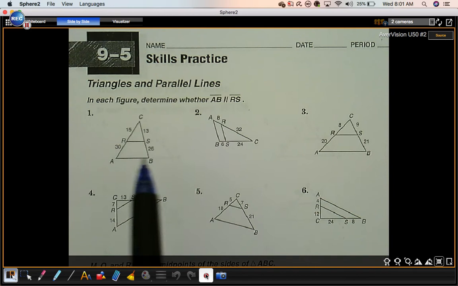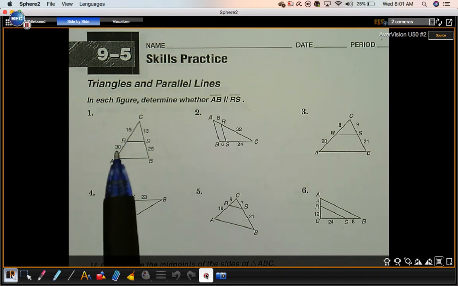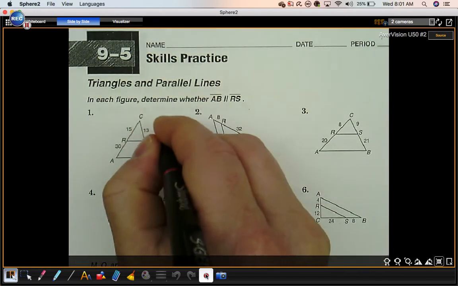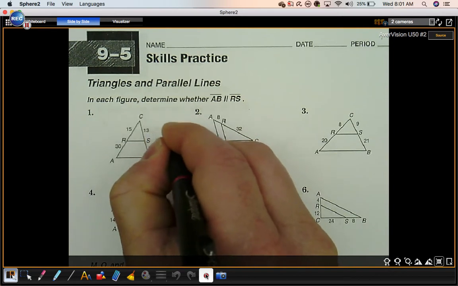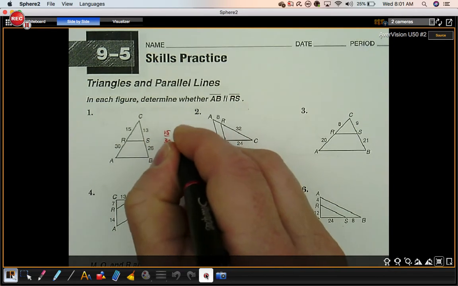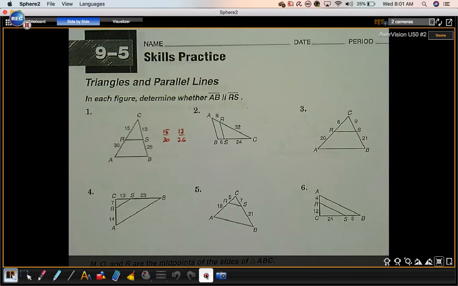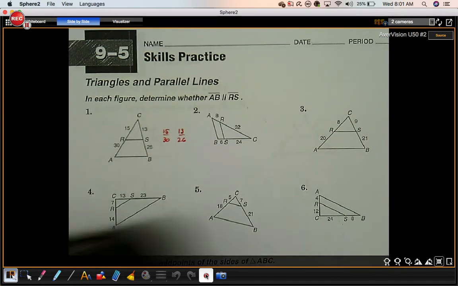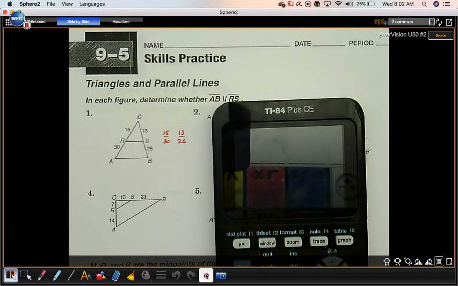Well, they're not marked parallel, but you can figure out if they're parallel if this ratio equals this ratio. So we are going to check to see if 15 over 30 is equal to 13 over 26. If those are equal, then that means these segments are parallel. That's what Theorem 9.6 tells us.